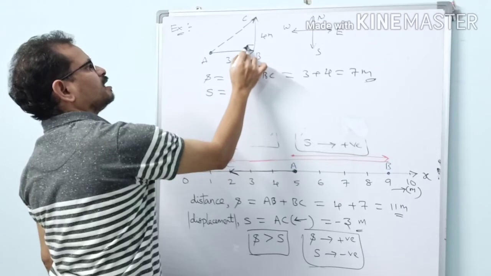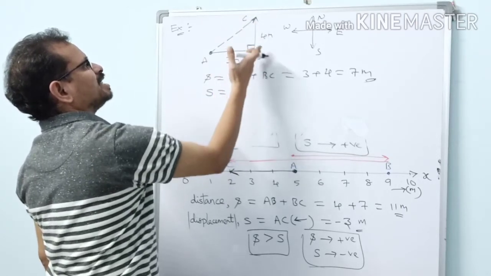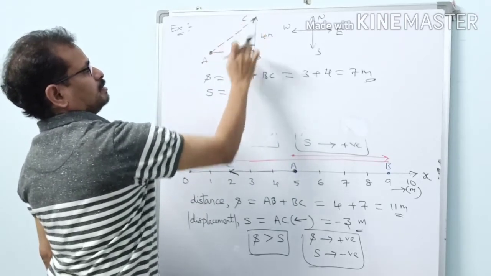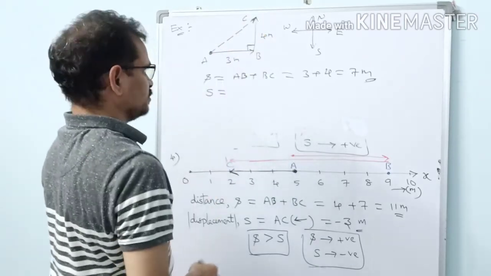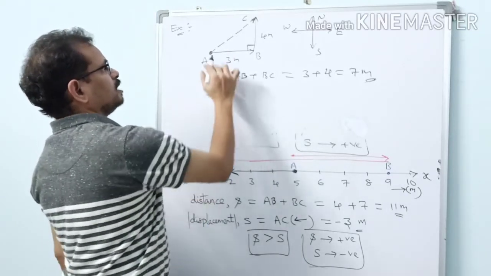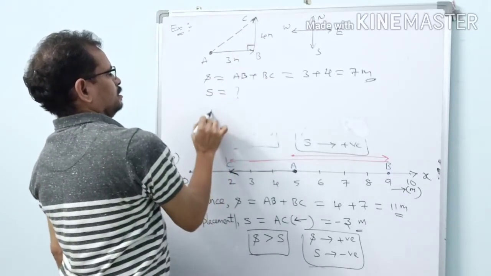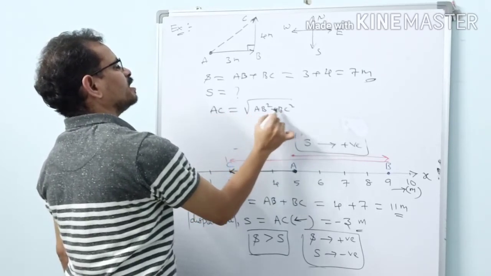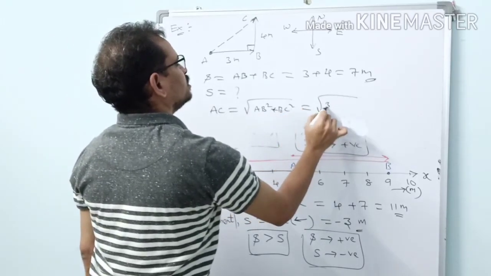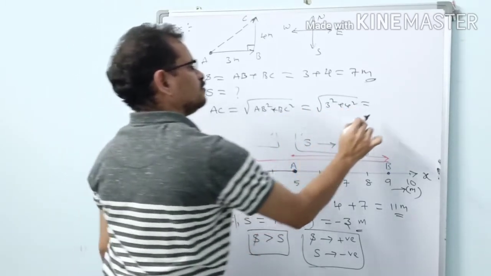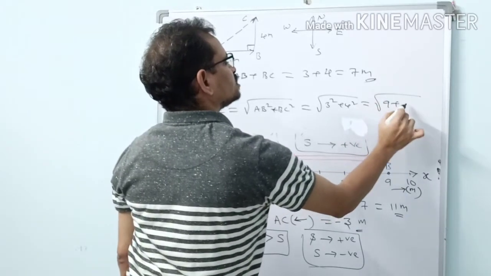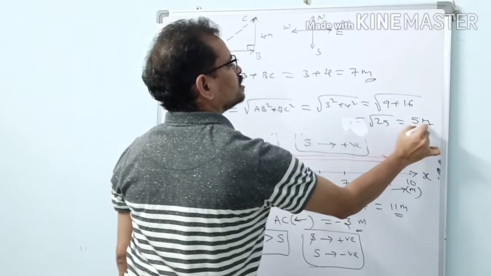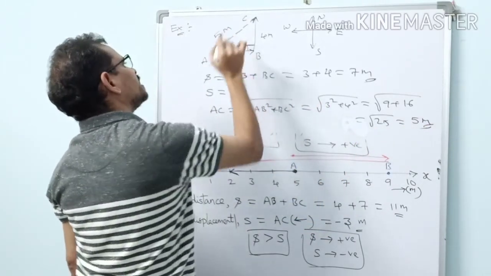It is very clear that here the angle is 90 degrees. So this is a right angle triangle, and this is the hypotenuse of this right angle triangle. So we can apply the Pythagoras theorem. By applying the Pythagoras theorem, what is AC here? AC equals root of AB square plus BC square. This equals root of 3 square plus 4 square. What is 3 square? 9. What is 4 square? 16. So root of 16 plus 9 is 25. Root 25 is 5 meters. So this equals 5 meters.